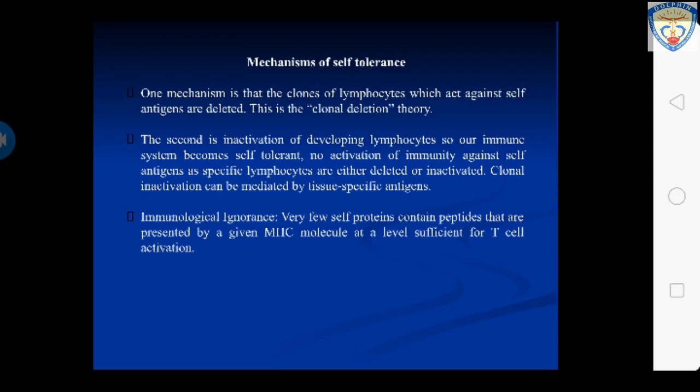Then third comes immunological ignorance. It says that very few self protein contain peptides that are presented by a given MHC molecule at a level which is sufficient for T cell activation. Now it is always said that during the embryonic stage only our self proteins are ignored and are not very well presented by MHC molecules, so that any complication of developing immunity to our self antigens is ignored or is deleted.